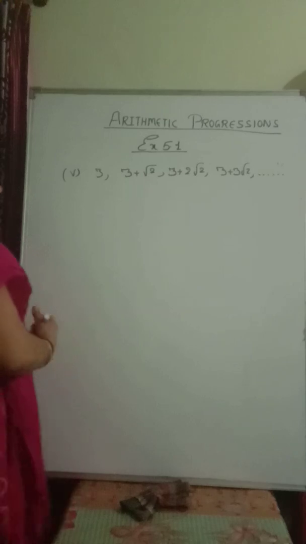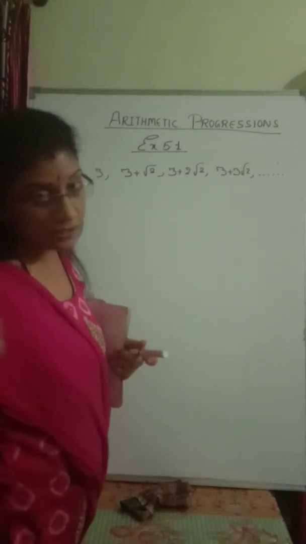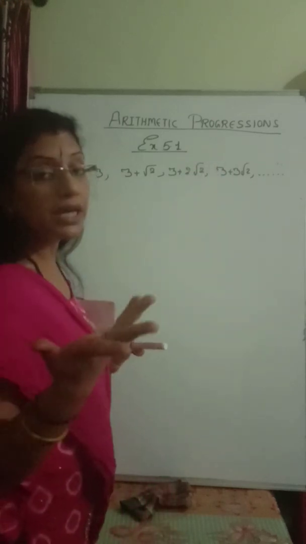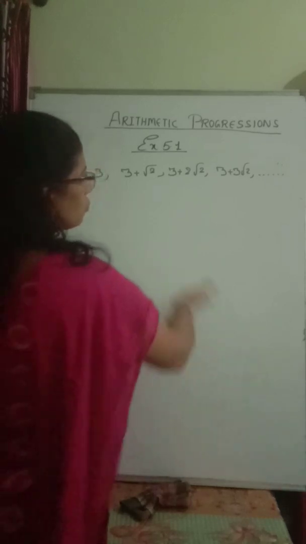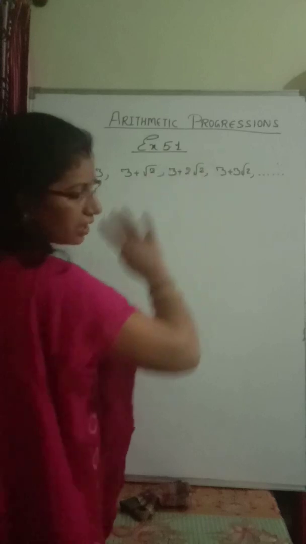And one more thing I forgot to tell you: what are finite and infinite series? In a finite series there is a fixed number of terms, n terms, so you know how many terms there are, 4 terms or 5 terms. In which you don't know how many terms there are, that is an infinite series. So this is an infinite series.